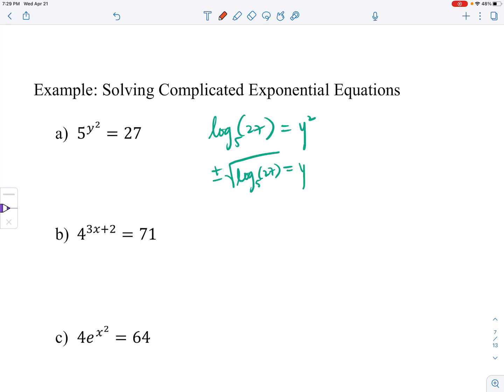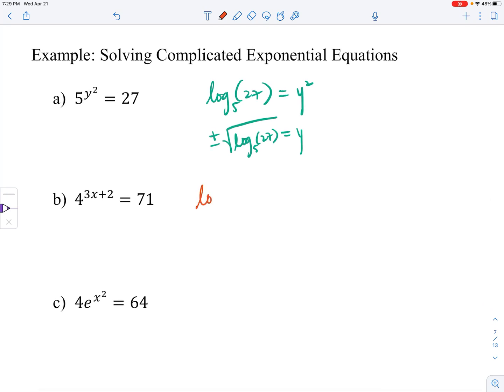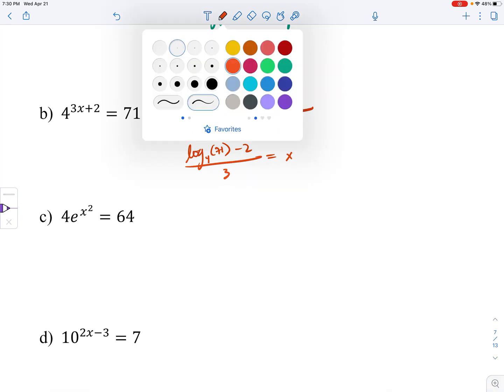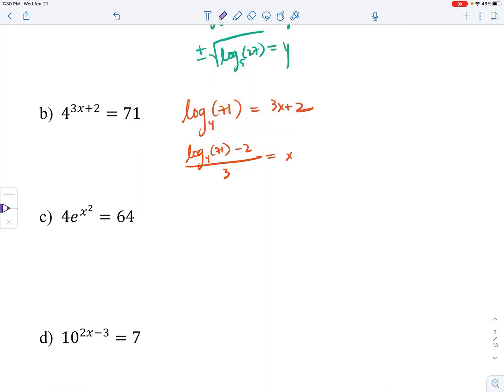For the next one, that could be rewritten as log base 4 of 71 equals 3x plus 2. And then thinking about isolating x, we would subtract 2 on each side and divide by 3. So I'm going to do that in a single step. So I would have the log base 4 of 71 minus 2, divided by 3. That would be the exact value for x. You could type into your calculator to get the approximation.